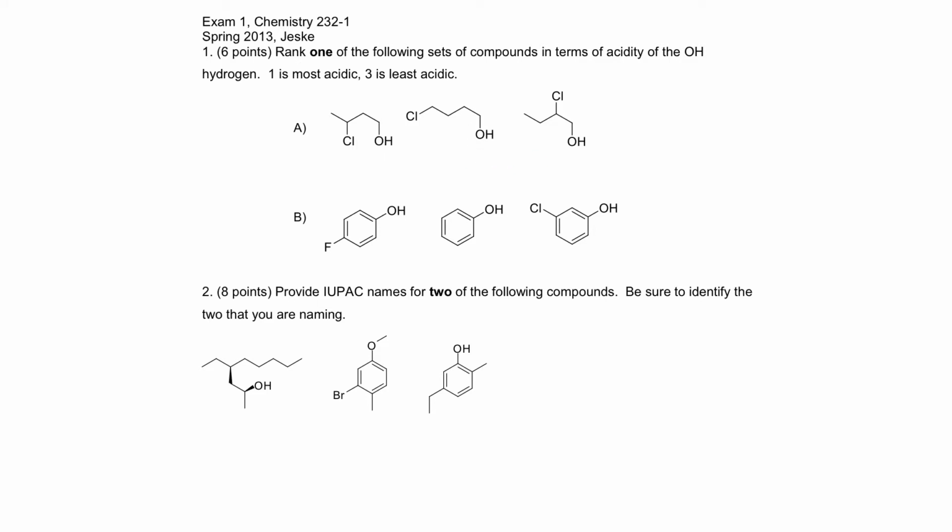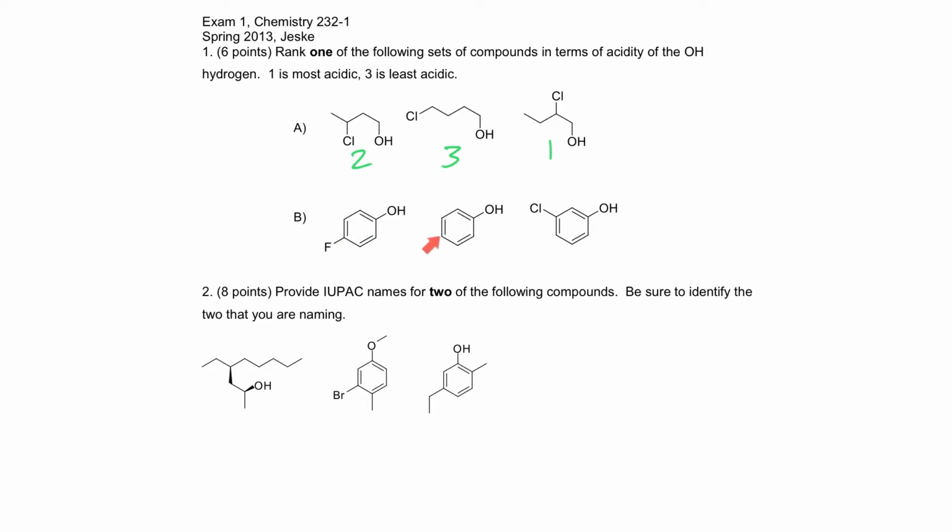So in the case of the first set A, we're basically looking at where the chlorine is on this 4-carbon chain. Here the chlorine is right next to the OH, here it's very far away from the OH, and here it's in the middle. And so that's going to give us different variations on induction, which causes the OH to be more or less acidic. So the closer the chlorine is, the better the induction. So we would number them this way.